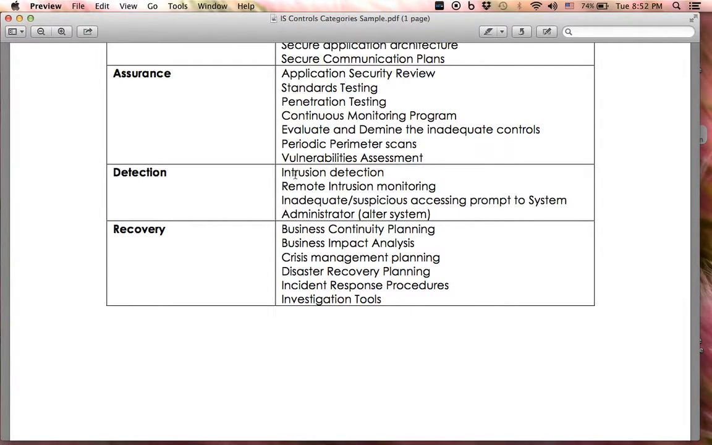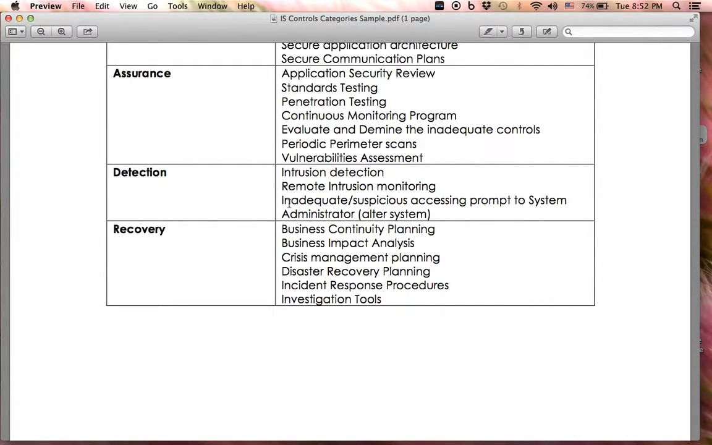So the next control is detection control. For detection control, we focus on 4 areas as a majority. One is intrusion detection from the network perspective. And the next is remote intrusion monitoring. We need to track online services to detect any intrusion or unknown packets or unknown IPs that attempt to perform an eavesdropping attack.